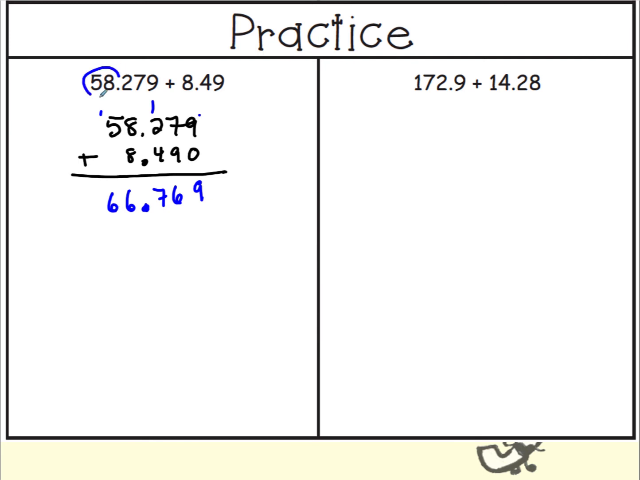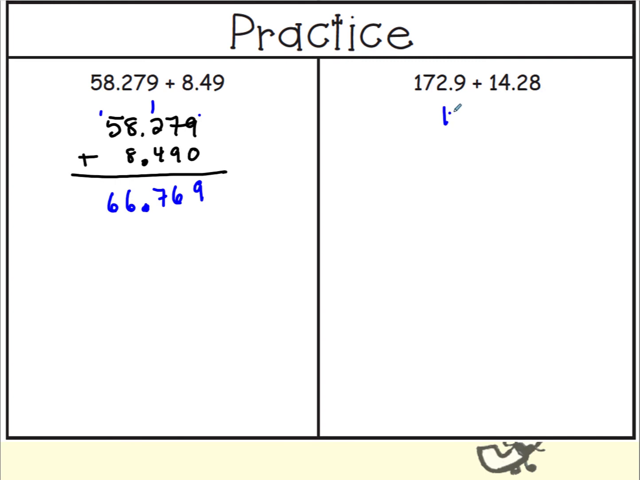And if I just did some quick estimation based off of what the whole number is, this would be called front end estimation. 58 plus 8 is 66. My answer is a little bit bigger than 66. I know it should be around 66, and it looks like I did a good job. You guys check me, make sure I did my math right. Okay, so let's look at this next one, see how you did.